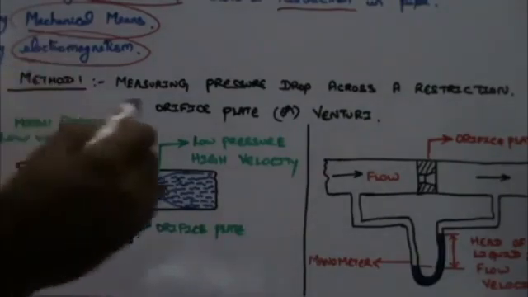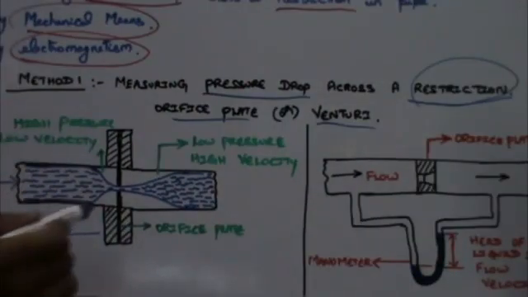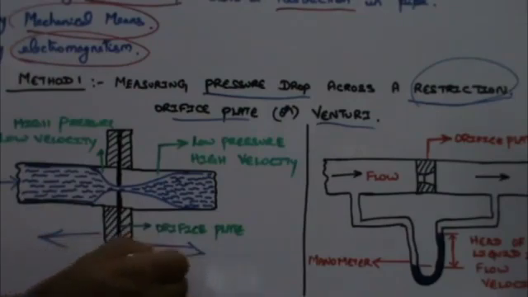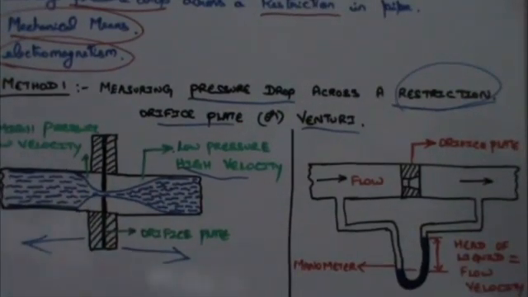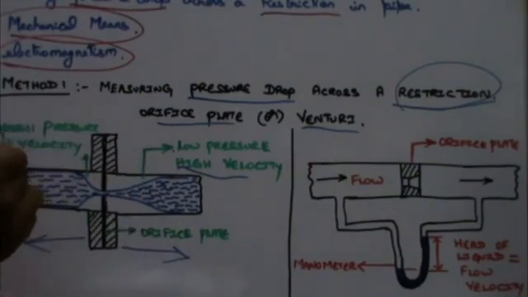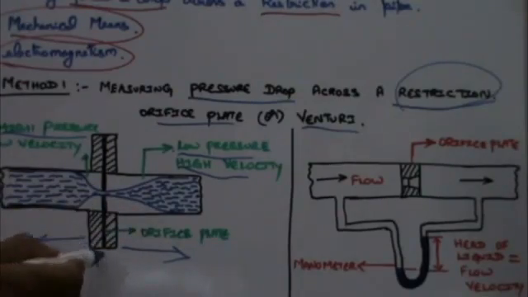The first method, measuring the pressure drop across a restriction. We have high pressure and low velocity, and after the orifice, that is downstream, we have a low pressure and high velocity. Now, this high pressure and low pressure before and after the orifice can be tapped from here.